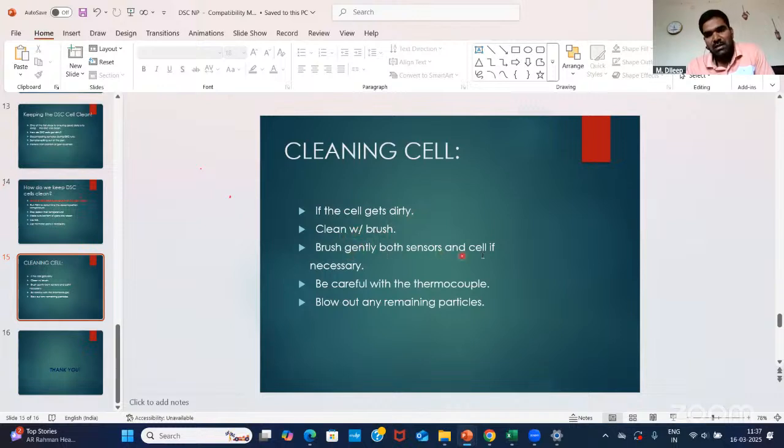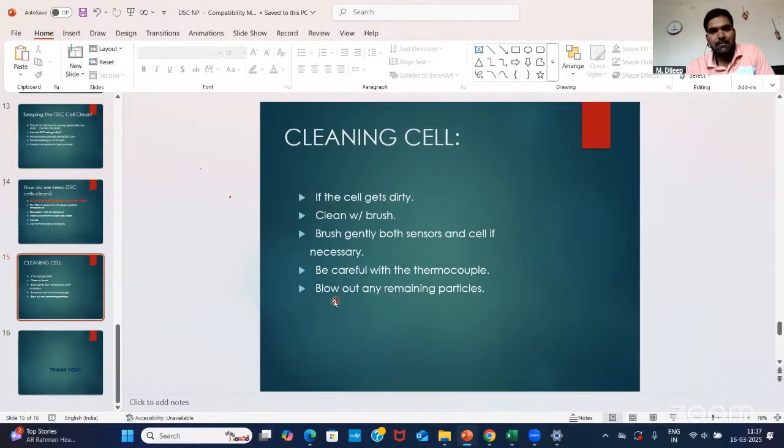Brush gently both the sensors and the cells if necessary. Be careful with the thermocouple. Blow out any remaining particles which are present in the DSC.